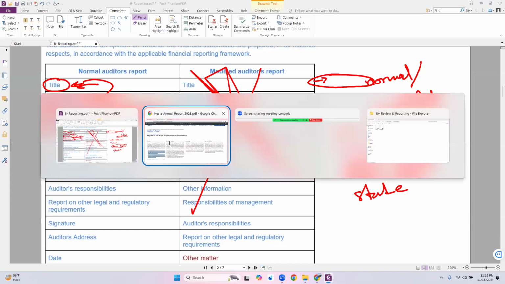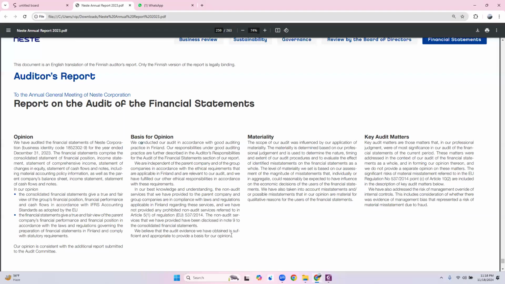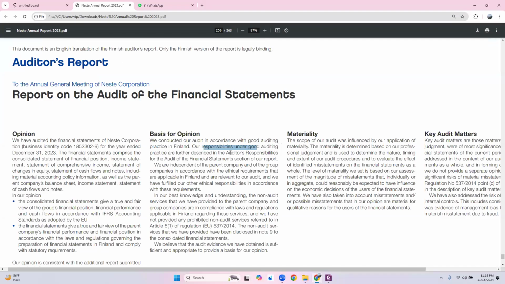So if I open up the auditor's report of Nestle, look what the auditor has written here. We conducted our audit in accordance with good auditing practice in Finland. Our responsibilities under good auditing practice are further described in the auditor's responsibilities for the audit of financial statements. We are independent of the parent company and so on. Whatever the auditor has written, to the best of our knowledge and understanding, the non-audit services that we provided to the company do not create an ethical threat. The auditor has also written this. We believe the audit evidence we obtained is sufficient and appropriate to provide a basis for our opinion.